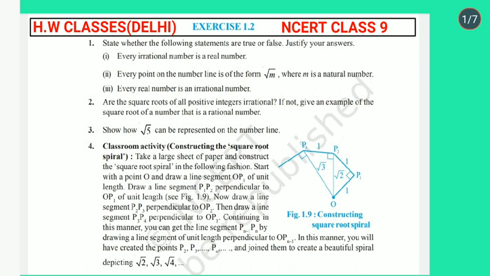So first question says, state whether the following statements are true or false and justify your answer. You have to justify your answer also. So let's start. The first part of the first question says every irrational number is a real number. So we will check what is the conclusion of this statement.